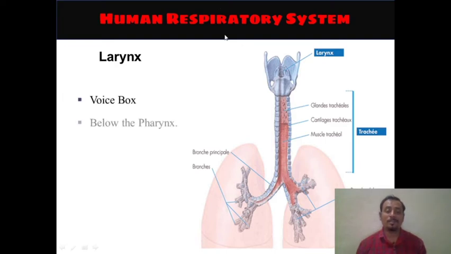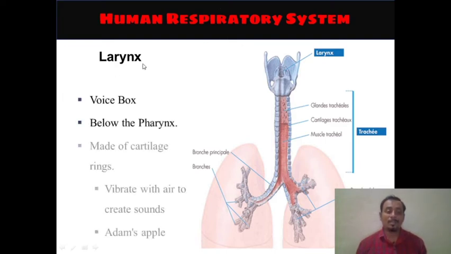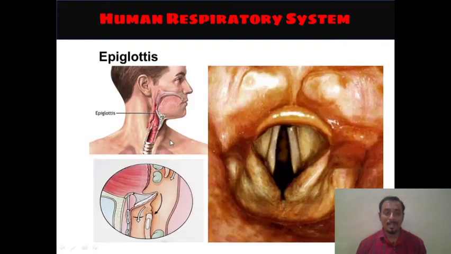Let's see about the next thing. The larynx has a voice box kind of structure. Below the pharynx it is present. It is made up of cartilage rings. It vibrates with air to create sounds. It is also known as Adam's apple.